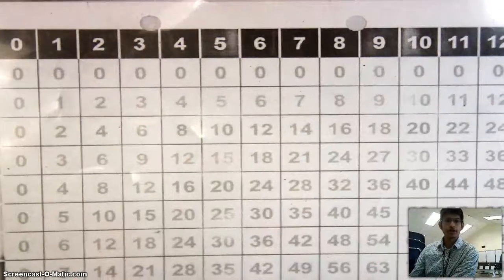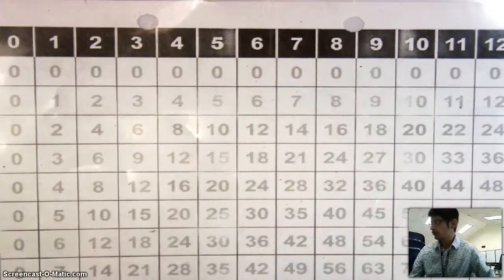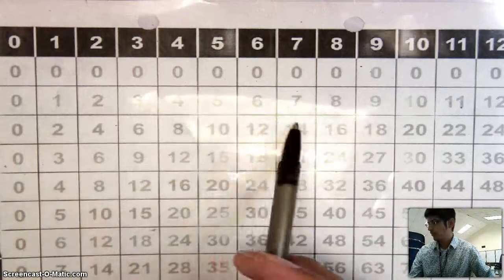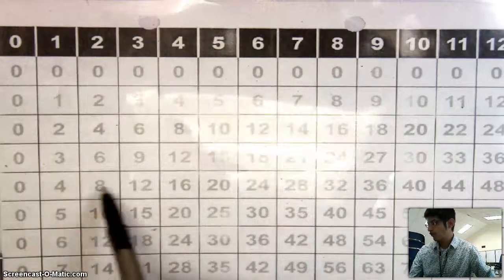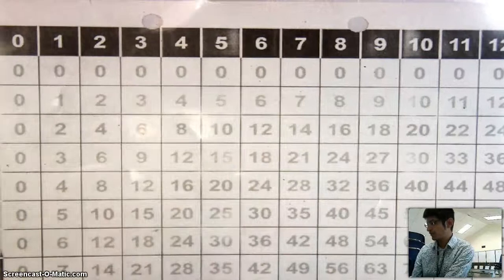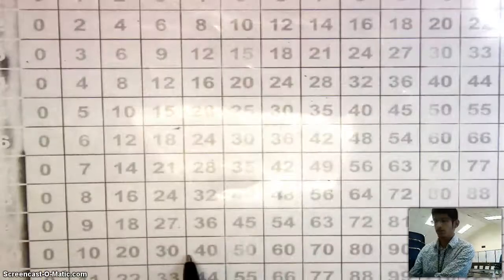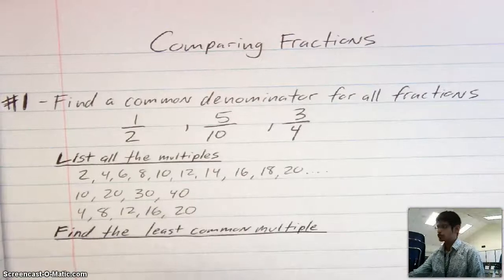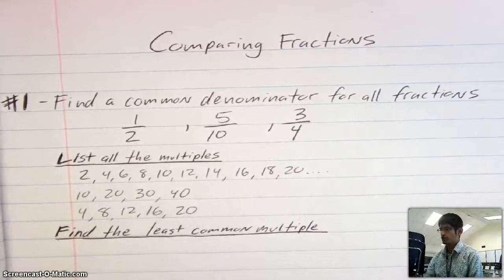To find a quick way to get all the multiples of 2, you skip count by 2s: 2, 4, 6, 8, 10, 12, and so on. And then for 4: 4, 8, 12, 16, 20. And then for 10s: 10, 20, 30, 40, 50, 60, all the way across. So I wrote down my multiples here. You can also find this multiplication chart on the back of your notebook.